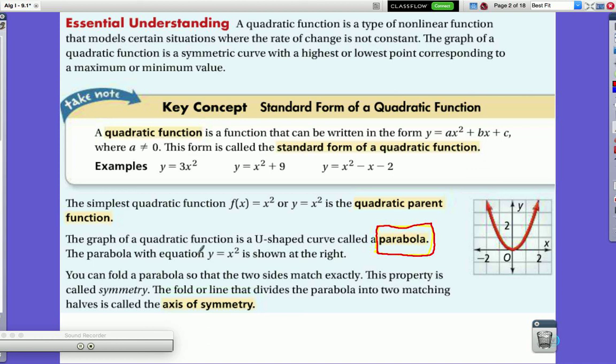You can fold a parabola so that the two sides match exactly. This property is called symmetry. If you look at this graph, if we draw a line right here, we could fold this side over to this side and match up. That's called symmetry. This line is called the axis of symmetry. We are going to find this all chapter. We're going to learn how to find the axis of symmetry.